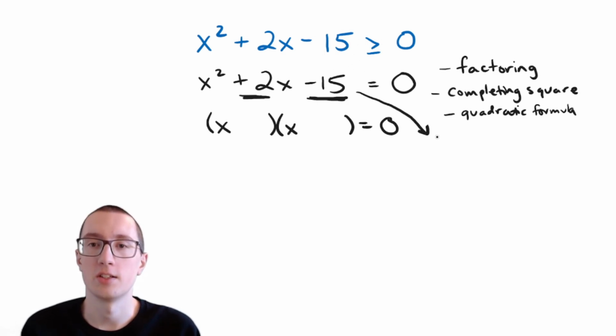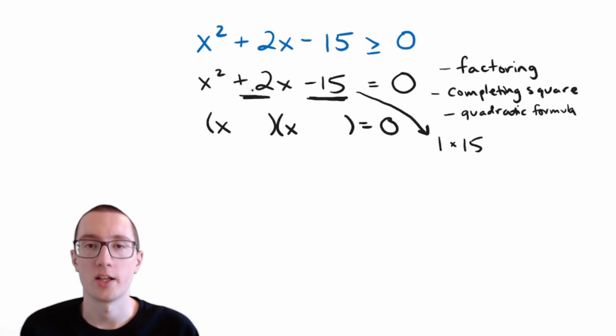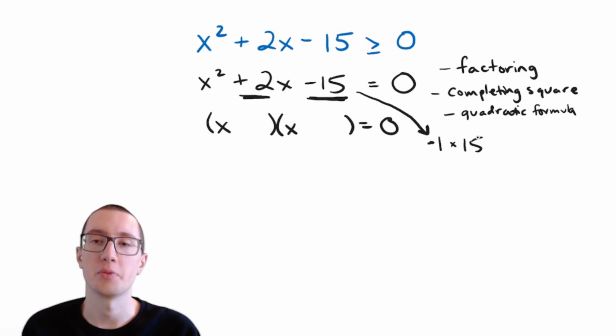So 15 is 1 times 15. And now which one do we make negative? Because this is a negative number here, and a positive times a negative makes a negative. But we are adding up to a positive number, which means the bigger number is going to be the positive one. So we're going to be putting negative signs on the smaller numbers. So if we were to add these two numbers, we would get 15 minus 1, which is 14. That is not even close to 2. So we're going to disregard this one.